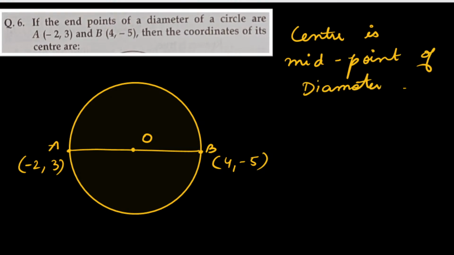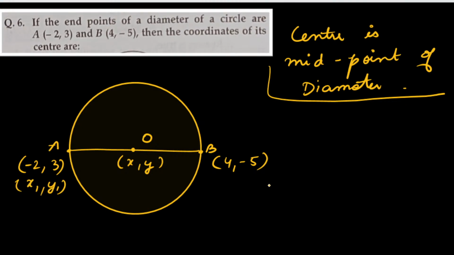The point which is at the center of the circle is the midpoint of the diameter. So which concept do we have to use here? We have to find the coordinates of its center, so we have to find x, y. I'll consider the coordinates of A as x1, y1 and the coordinates of B as x2, y2. Because we know the central point is the midpoint of the diameter, we will use the midpoint formula.